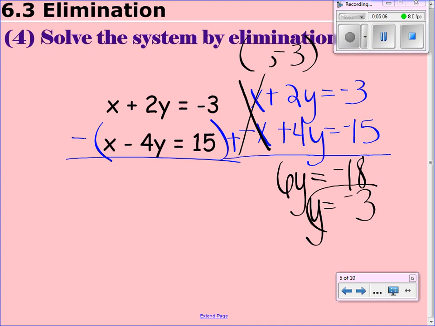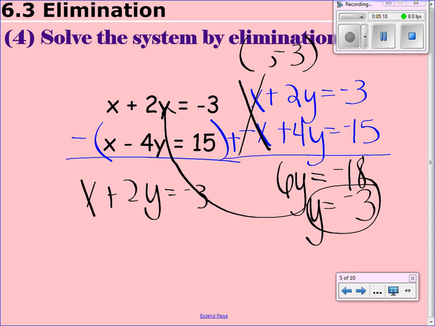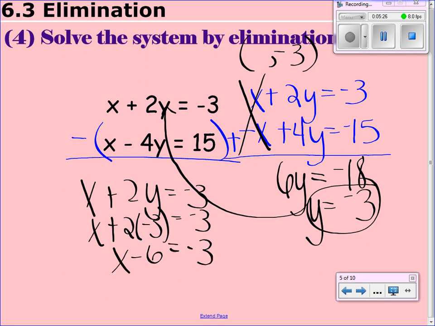So we're going to take this negative 3, and I'm just going to plug it into the first equation. You can plug it into the second equation, but always plug it into one of the original equations. So let me go ahead and plug it into the first one. So I've got x plus 2 times negative 3 equals negative 3. X minus 6 is negative 3. So x ends up being positive 3. So my answer is 3, negative 3.